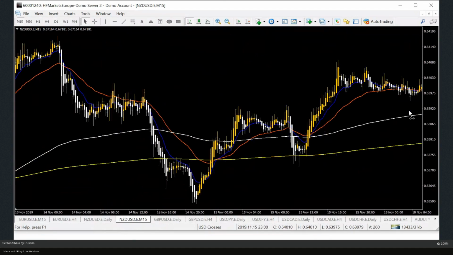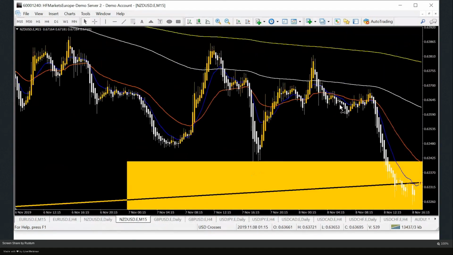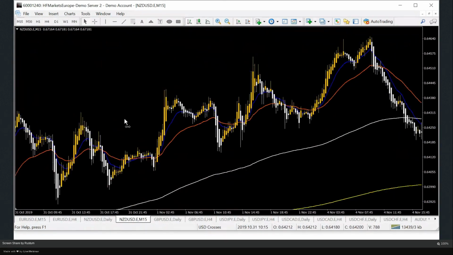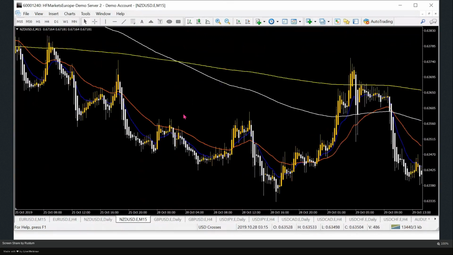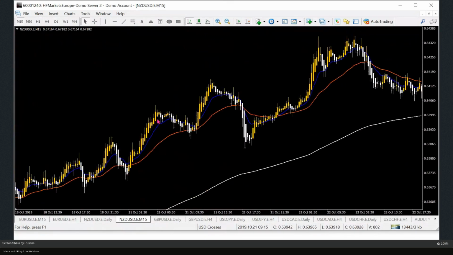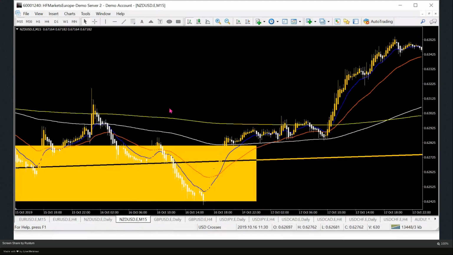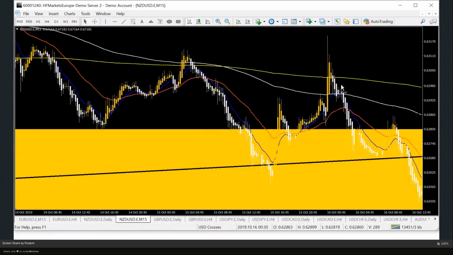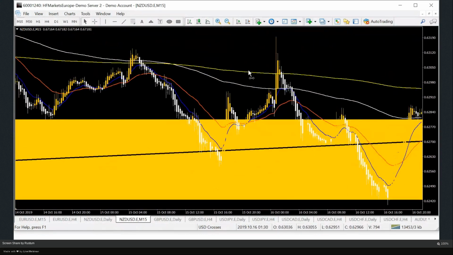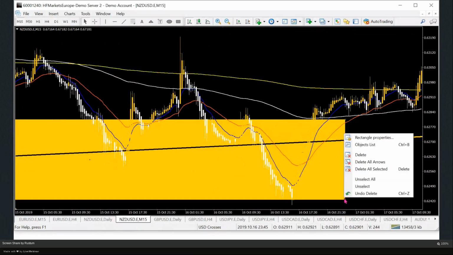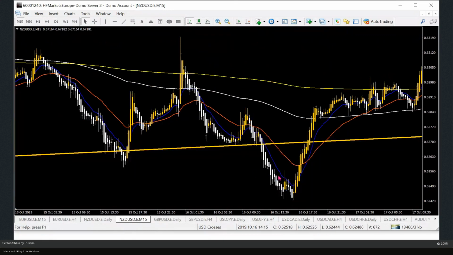That's the first one. You see, we've highlighted the zone. So when price gets to the zone, price is inside the zone. So now you need to be on high alert for whatever you are looking for. So we are inside the zone.